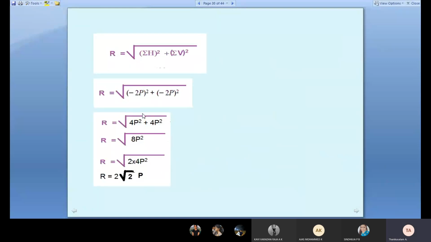Then what is the resultant? We finally got the square root of 2p squared plus 4p squared, which is 8p squared. So 8 we can write as 2 into 4, no? Taking the 4 out of the square root, 2 comes out. So it is 2 square root of 2 into p. So it's the resultant.